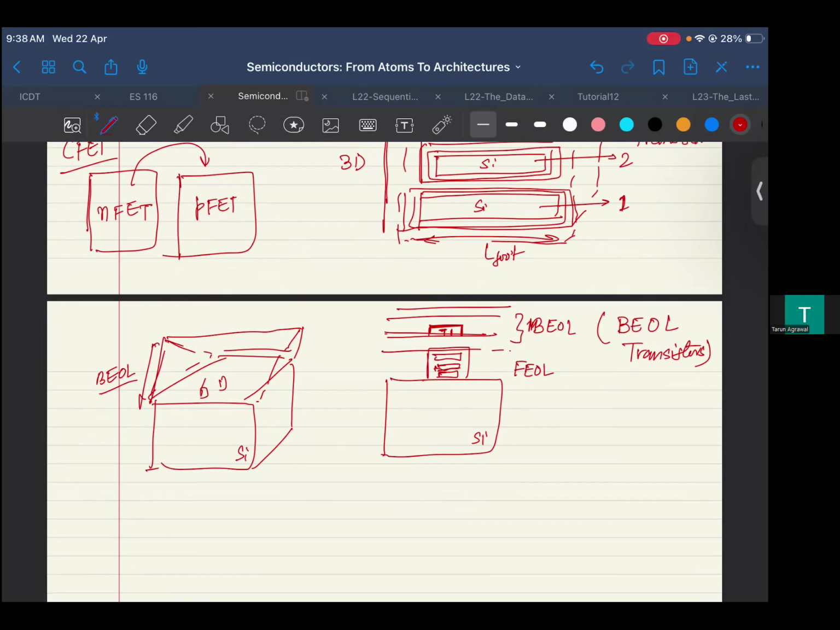Okay, so the greed is driving that, right? The greed of putting multiple transistors in the given footprint. That is the main point there. Now, what else is it?